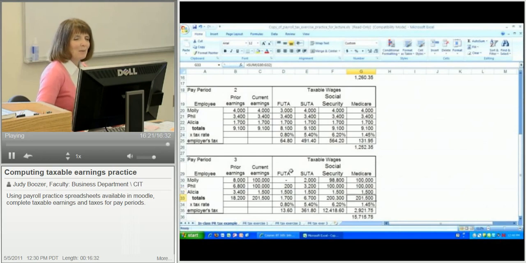Once you total up each column for the employees' taxable wages, go ahead and multiply it times the rates, and that should give you your total employer taxes.